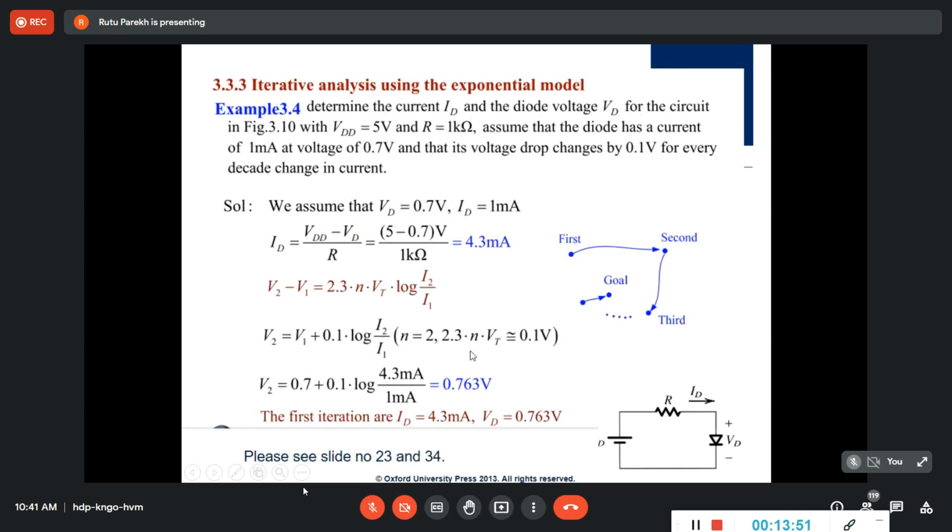So your current change should be more than, so just a crude analysis, when you get your values, you can know that if this difference is more than 0.1, your current should change more than 10 times. Okay. So from 1 milli, you are getting this much milli.